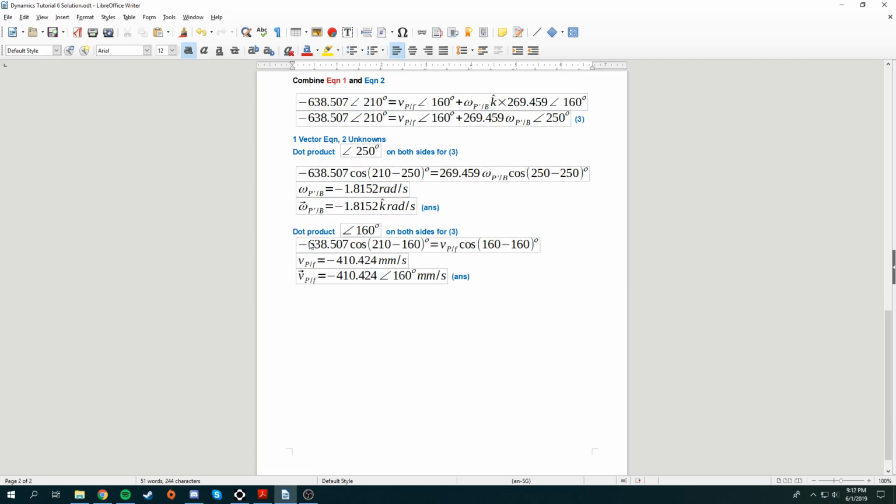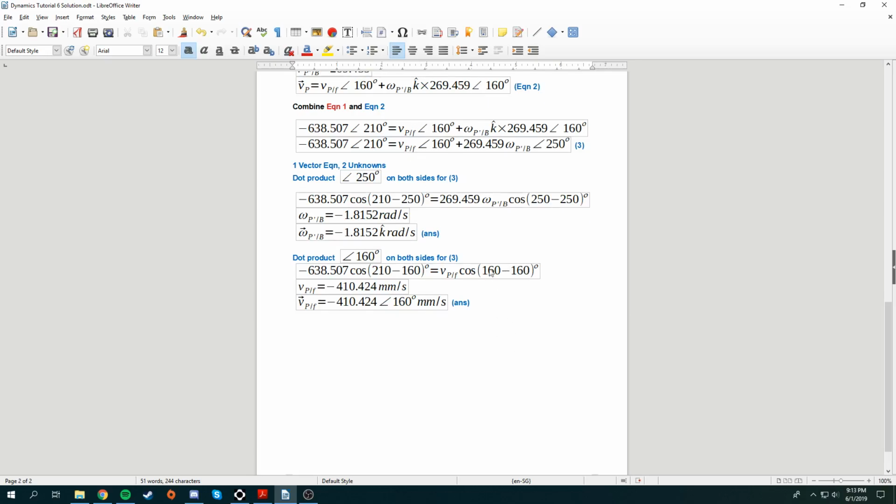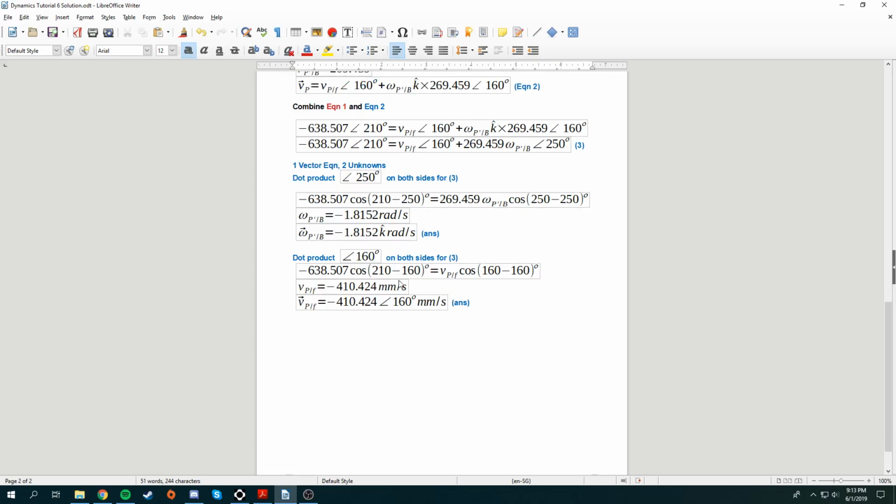Okay, dot product 160 degrees for both sides in equation 3 over here to find what's VP from frame, and then we can very easily get rid of omega. So very simply, I know that VP from frame is negative 410.424. The direction we already established over here, so that would be in the 160 degree direction. So that's how you do question 1.